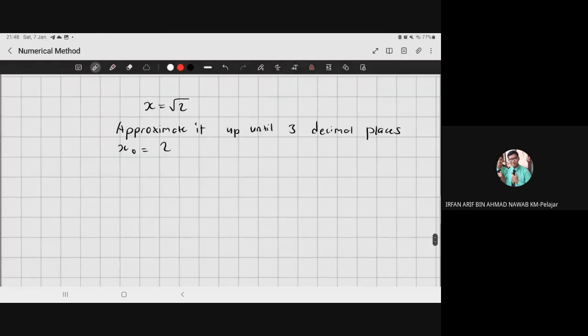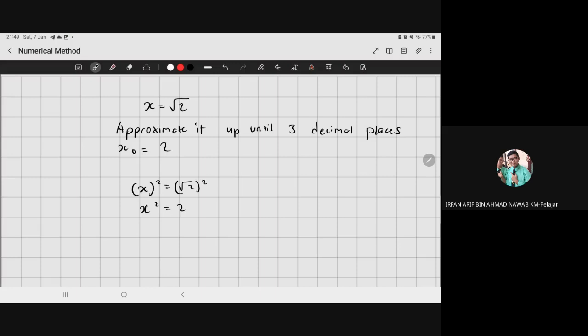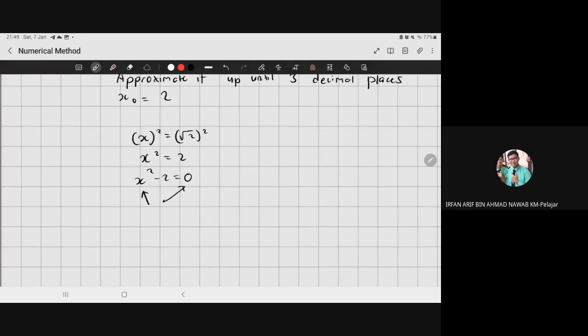First, square both sides. You will get x squared is equal to 2, and then you move everything to the left hand side, or you take away 2, then you get x squared minus 2 is equal to 0. Then from here, you want to show that there is a particular x value that gives 0. So we could use the Newton-Raphson method.